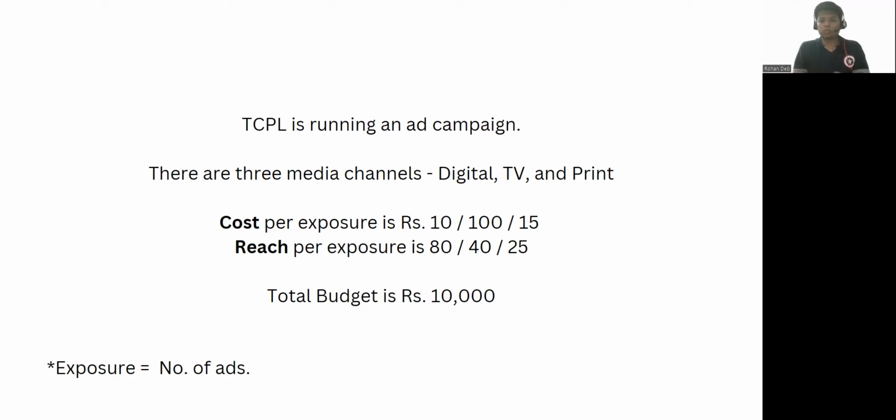Now, exposure is basically how many times an ad is shown. So it says that cost per exposure. Every time an ad is shown, you have to pay 10 rupees for digital, 100 rupees for TV, and 15 rupees for print. And consequently, for every ad, 80 people are reached through digital, 40 through TV, and 25 through print. Your total budget is 10,000. And basically, there are two more questions that you have to solve.